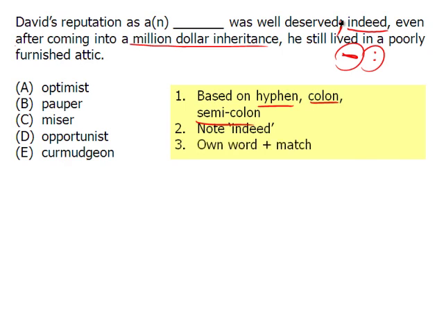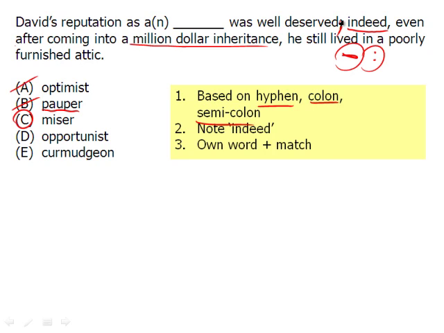So again, we want to come up with our own word and match, and maybe right off the bat, you know that the word for someone who has a lot of money but doesn't spend even a single penny is a miser. You may, though, have been trapped by the word pauper. A pauper is simply a poor person. David, however, lives like a poor person but is actually rich. So we get rid of that.